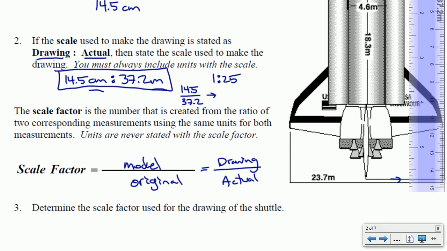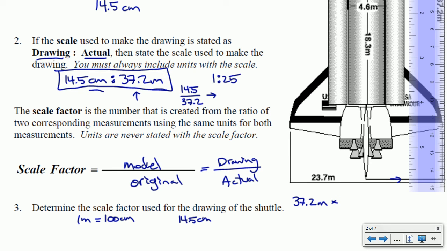So in this example, it would be helpful to know that 1 meter is equal to 100 centimeters. We could either choose to convert the drawing length into meters or the actual length into centimeters. I think I might choose to convert the actual object into centimeters rather than converting the drawing into meters and getting a very small number. So I can keep the drawing units as 14.5 centimeters, and in order to convert 37.2 meters into something in centimeters, I just need to multiply it by 100.